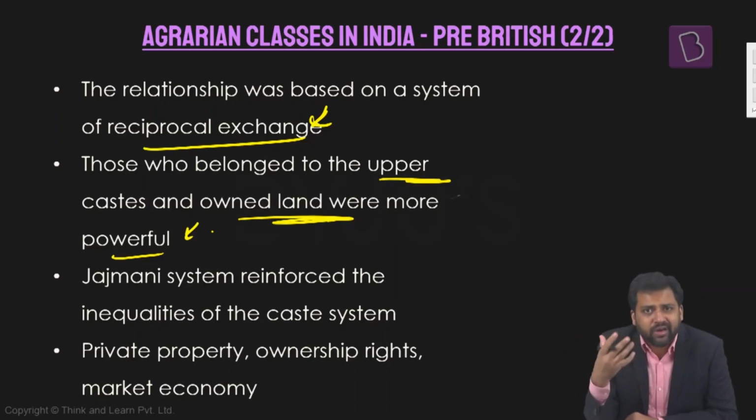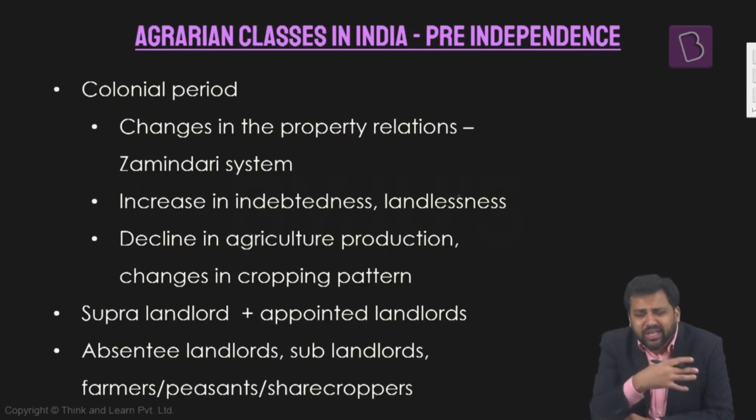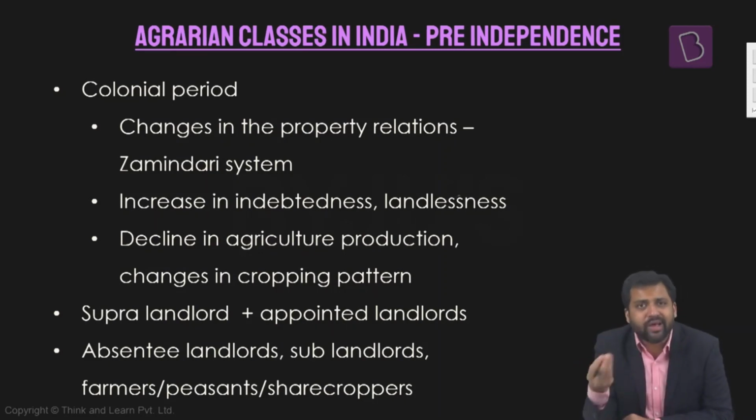But after this, the Britishers are coming, and now things started changing. How? The Britishers introduced a bunch of things. They changed the agrarian relations. They initiated some of these things which changed the agrarian relations. And what did they do? In different parts of the country, they introduced things like the zamindari system, the Ryotwari system.